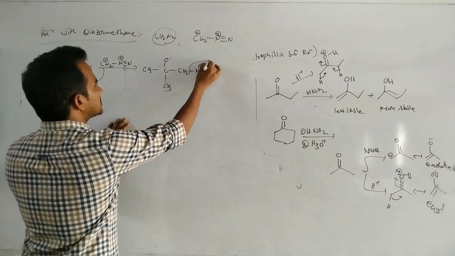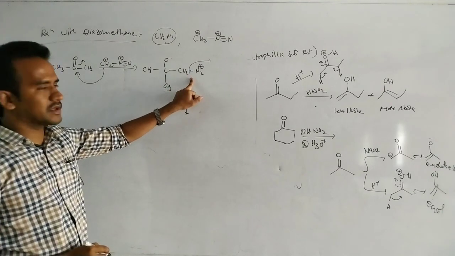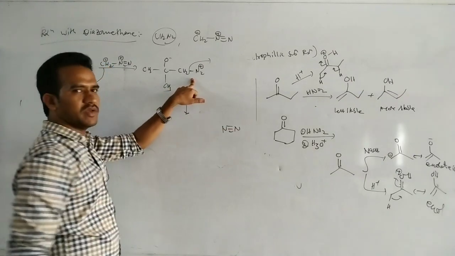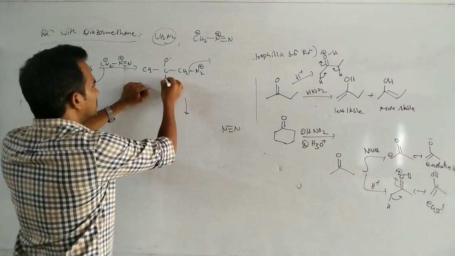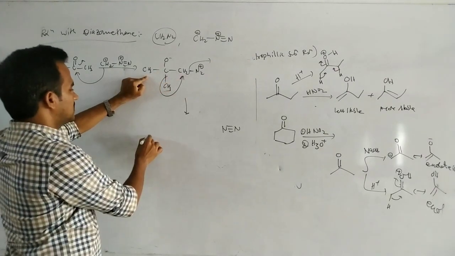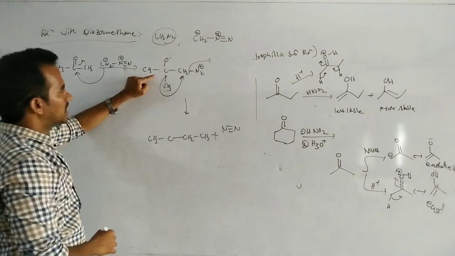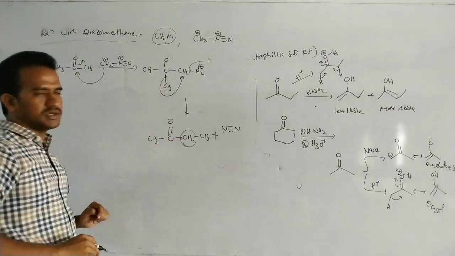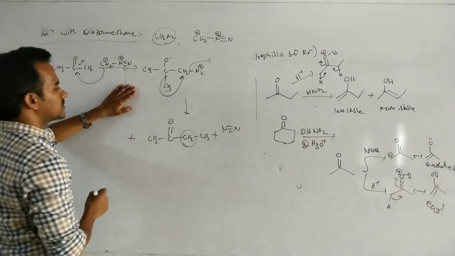Now by loss of this N2 plus, the nitrogen gains electrons because it was positively charged, so the N2 molecule after leaving becomes neutral. Now this carbon becomes positive, so to this positively charged carbon, CH3 minus migrates. Then the carbon becomes positive and the oxygen negative. That means insertion of the CH2.